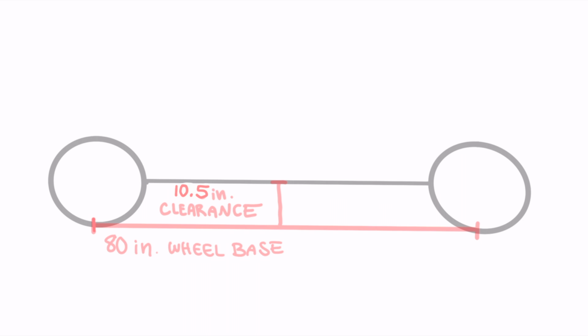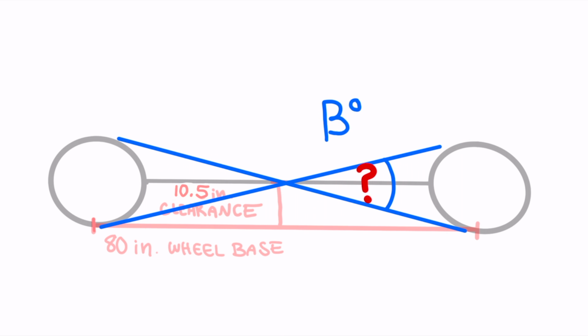Make sure you're not measuring clearance where you normally do at your differential or your A-arms. In this case, you want clearance at the center of your wheelbase. And we're trying to find this angle right here.